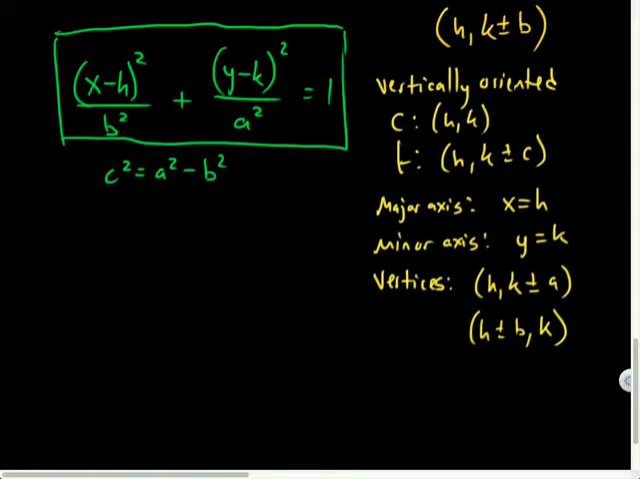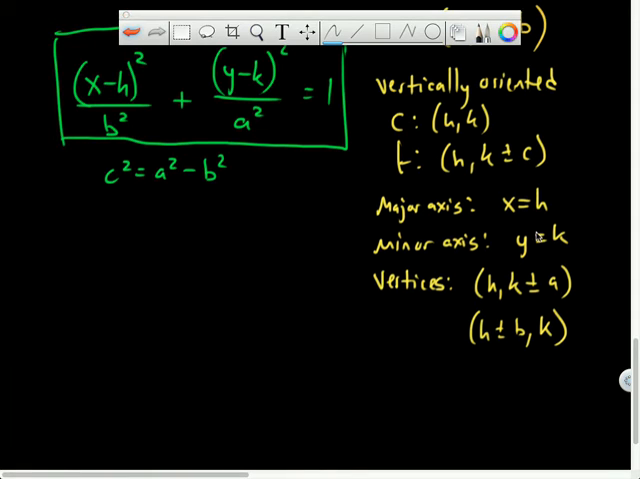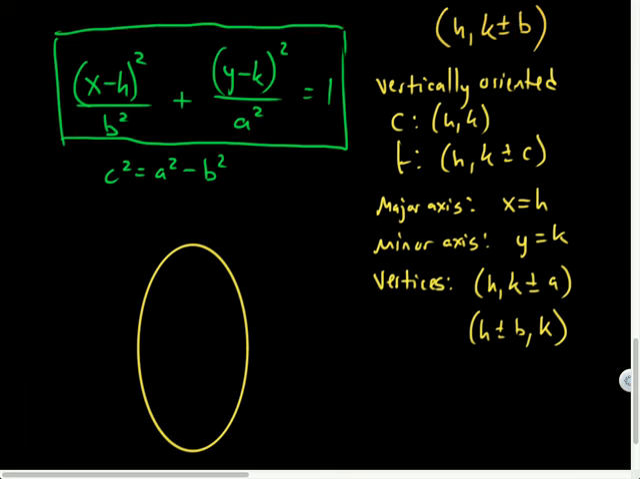Actually, let me just draw a little picture of what I mean by a vertically oriented ellipse, right? So this one's like that. Then a would be this distance in this one, and b would be this distance, right? And then c would be the distance to a focus.